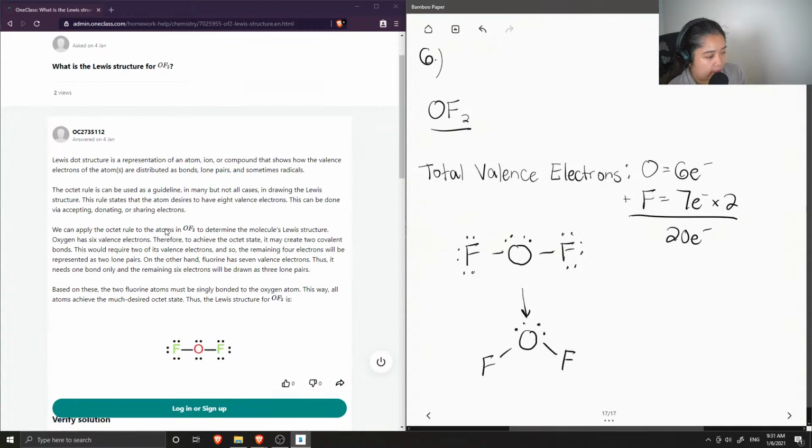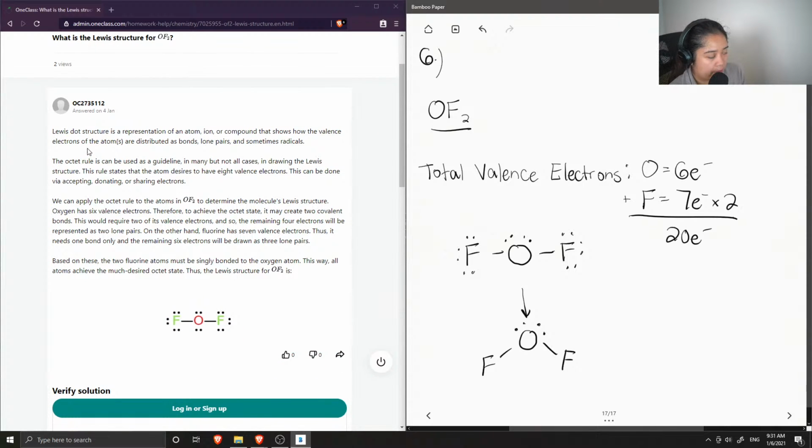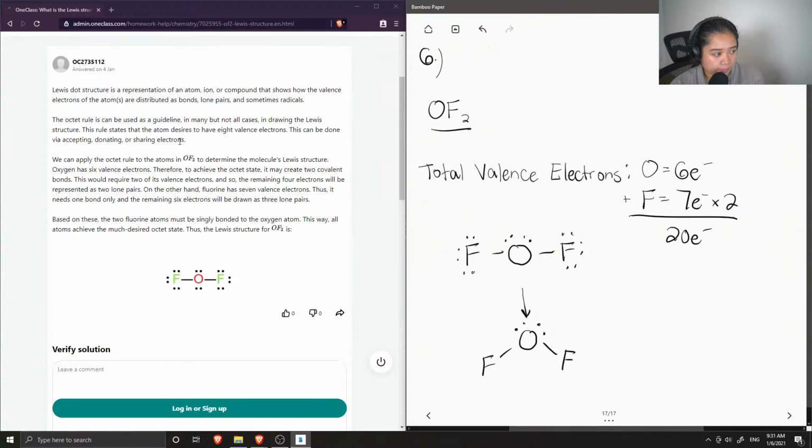And the junior tutor said that a Lewis dot structure is a representation of an atom, ion, or compound that shows how the valence electrons of the atoms are distributed as bonds, lone pairs, and sometimes radicals. The octet rule can be used as a guideline in many but not all cases in drawing Lewis structures. This rule states that the atom desires to have 8 valence electrons. This can be done via accepting, donating, or sharing electrons.